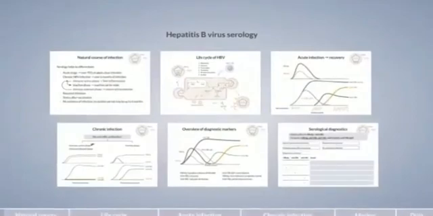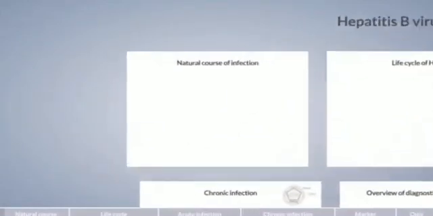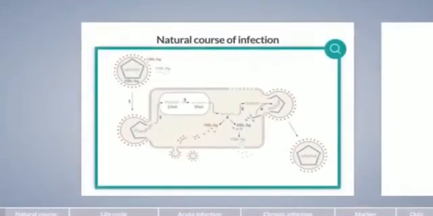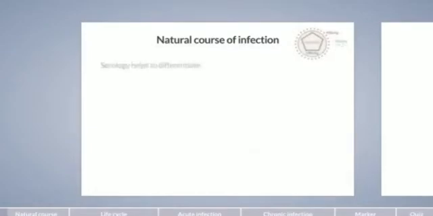Hepatitis B virus serology. Hepatitis B is a viral infection affecting the liver. The disease goes through different phases, which can be diagnosed by serology. Let's start with an overview of the phases.